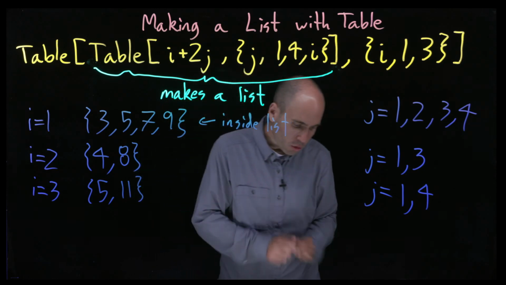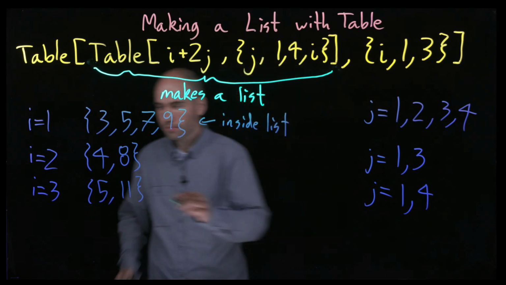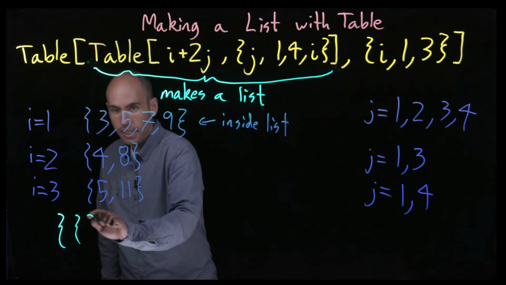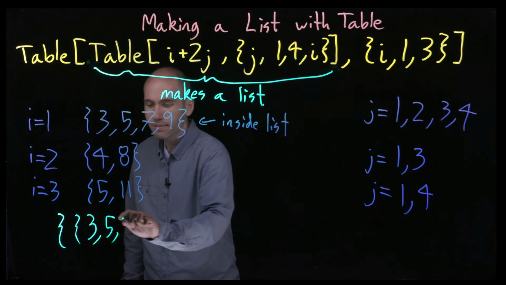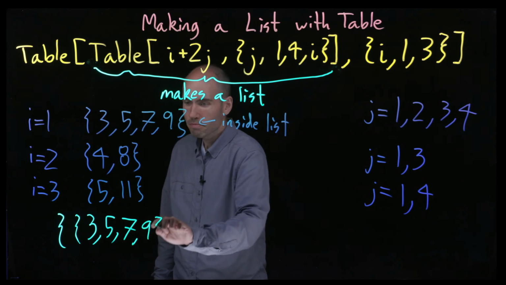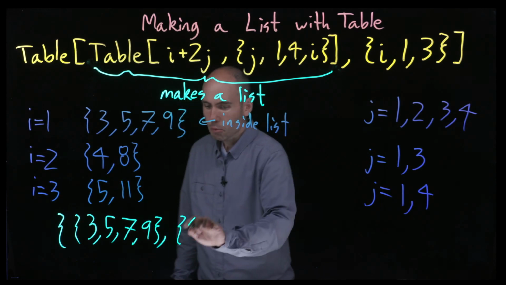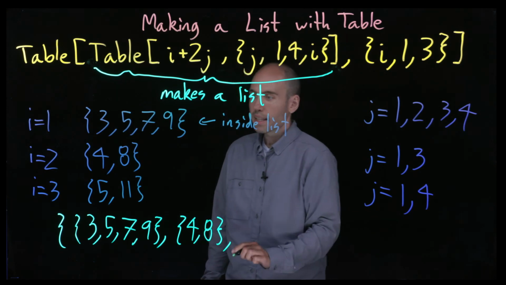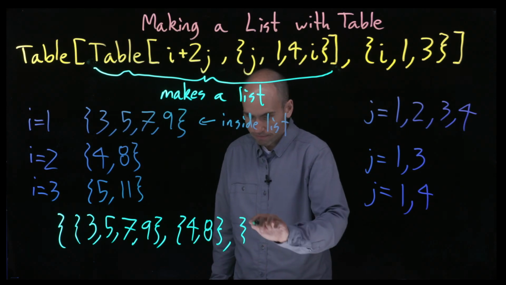And then in total, what's the answer going to be? The final answer is going to be the following list of lists. We get 3, 5, 7, 9. Then we get 4, 8. Then we get 5, 11.